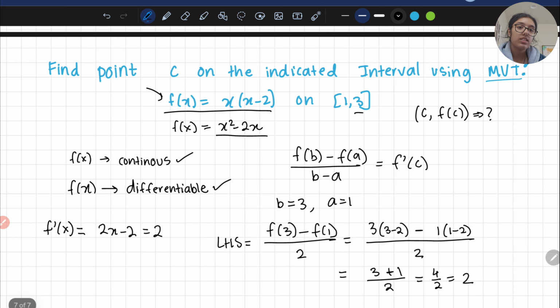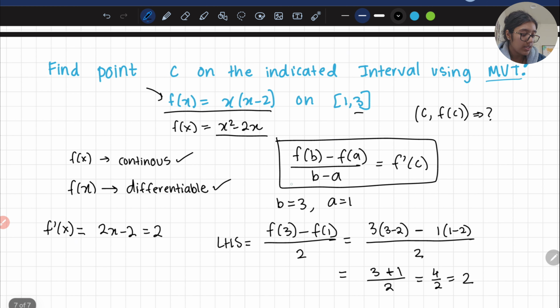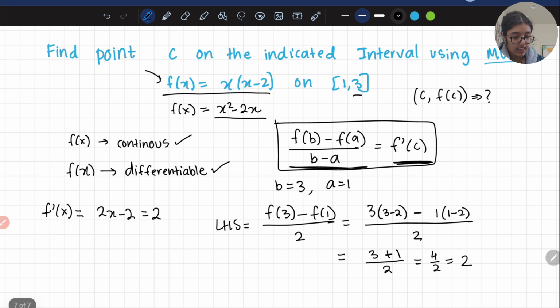We're going to set this equal to 2 because that is exactly what our formula states over here. We found LHS is equal to 2, and we have to find f prime of c, which is also equal to 2. F prime of c in this case is going to be 2 because the slopes have to be equal. So in this case, we could say f prime of c, 2c minus 2 is equal to 2. Now it's just a matter of finding c. So we have 2c is equal to 4, c is equal to 2.